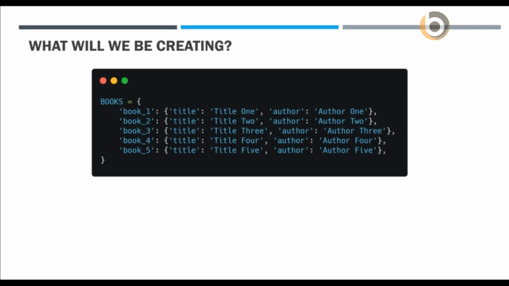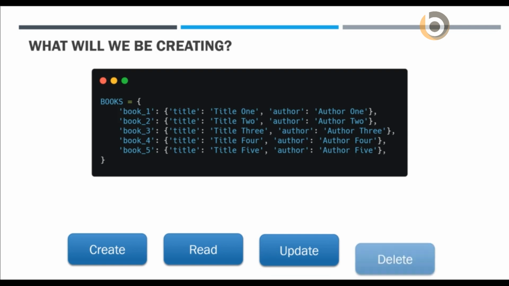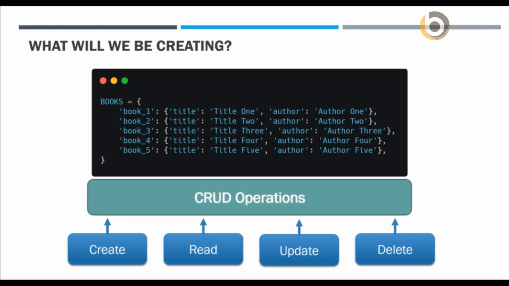Now, what do we want to do with this list of books? The first thing we want to do is to create an API that can retrieve the books, also known as being able to read the books. We also want to be able to create a new book. We will want to be able to update a book. And lastly, we will want to be able to delete a book. Overall, we want to accomplish the CRUD operations, which is to create, read, update, and delete.